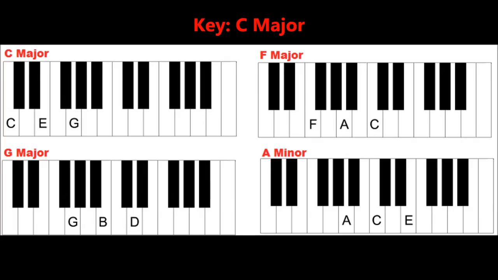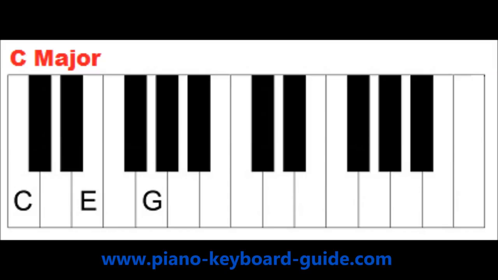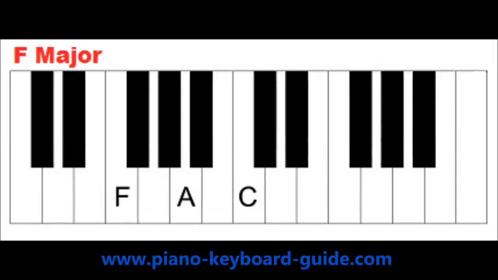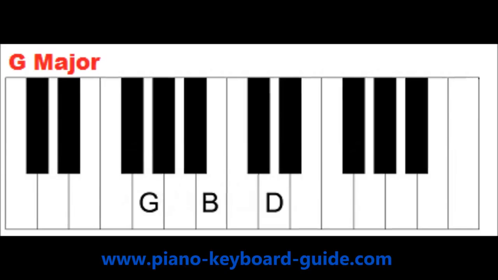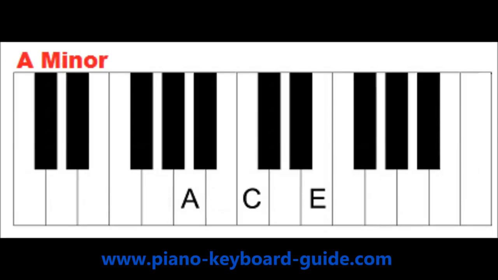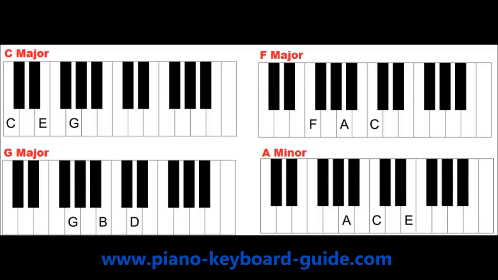The notes of the C major chord are C, E, G. The notes of the F major chord are F, A, C. The notes of the G major chord are G, B, D. The notes of the A minor chord are A, C, E. Believe me when I say that you can play many popular songs knowing these 4 chords only.